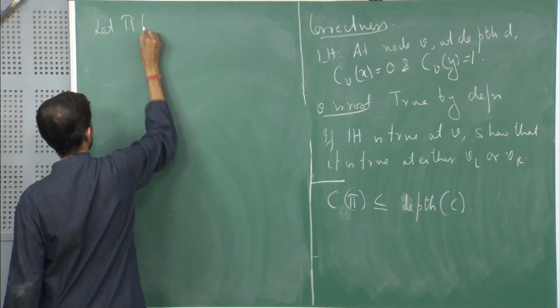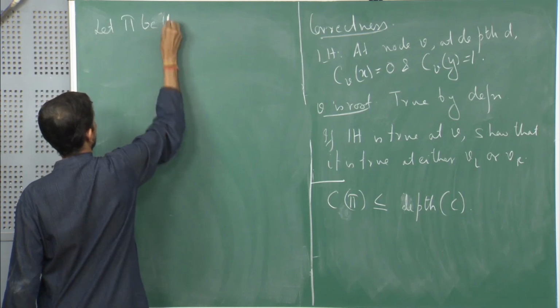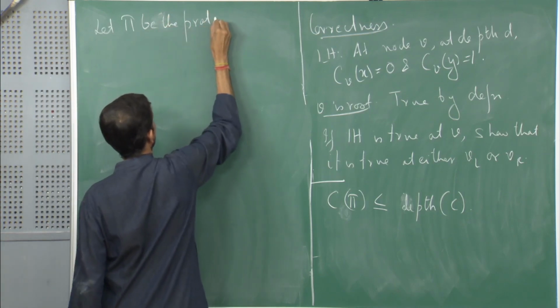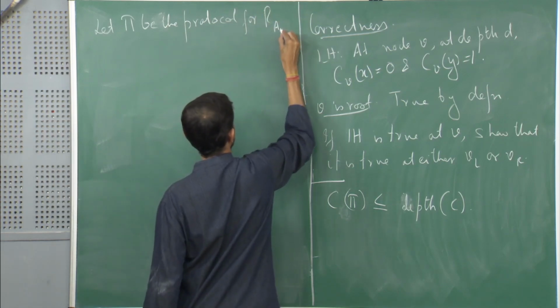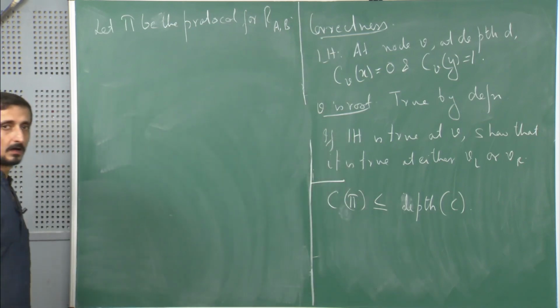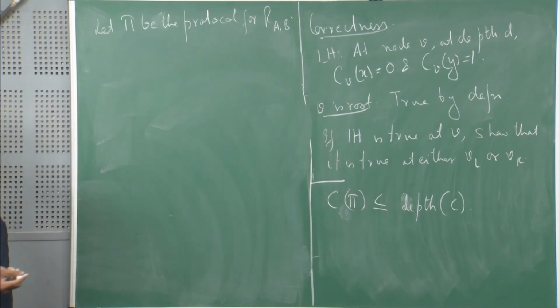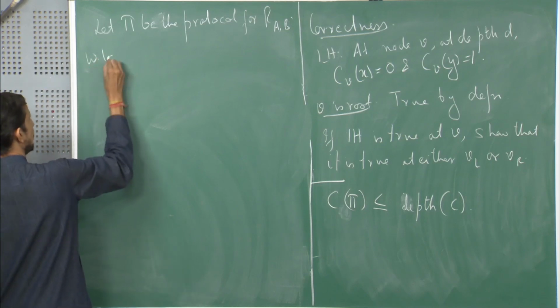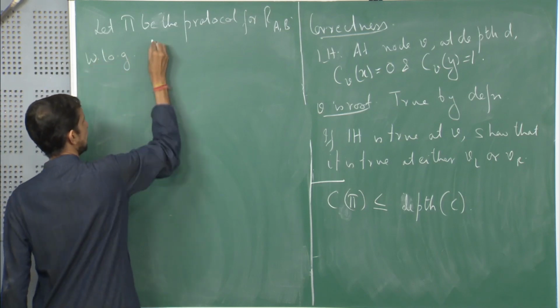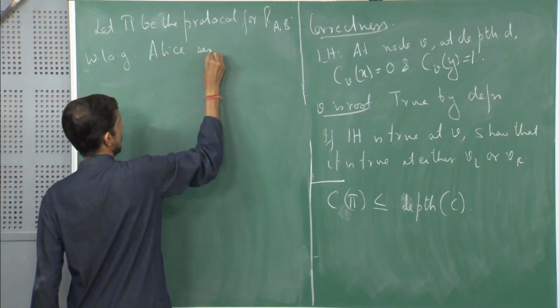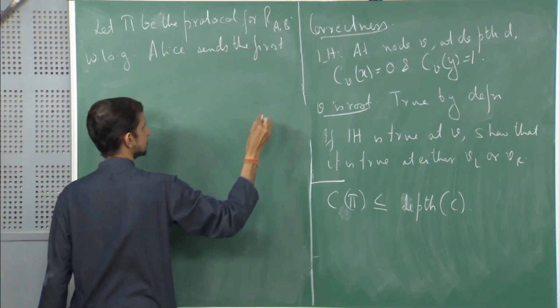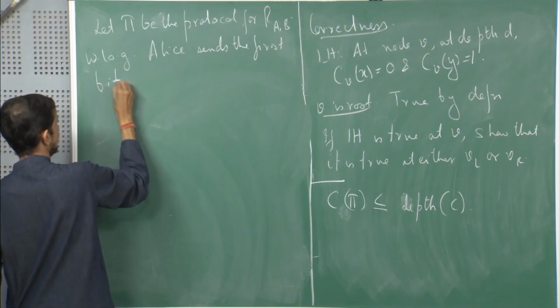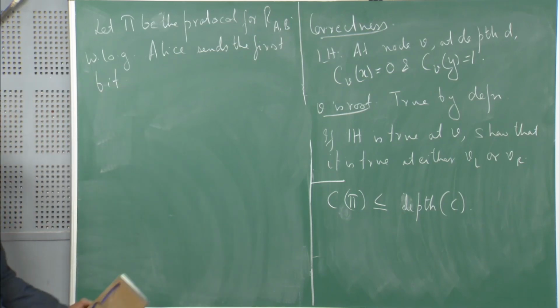Let pi be the protocol for RAB, whatever that protocol is. And without loss of generality, suppose that Alice sends the first bit in this protocol. So either of the parties can send. Suppose it is Alice who is sending the first bit.